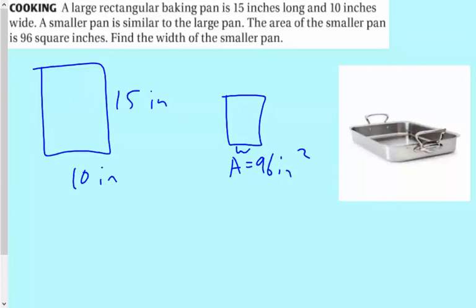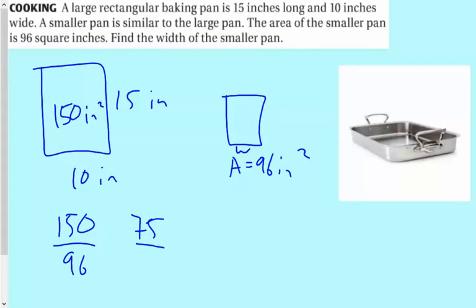So first, since they give us the area of the smaller one, let's find the area of the larger one. 10 times 15 is 150 square inches. So if I compare the areas, 150 over 96, the first thing I'd want to do is reduce these fractions. Let's see if I can break these down a little bit. That divides by 2, and now I'm going to divide by 3. So I guess I could have divided by 6. Okay, now this is the ratio of the areas.